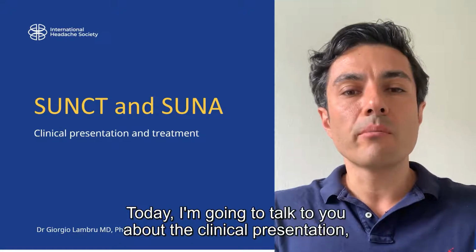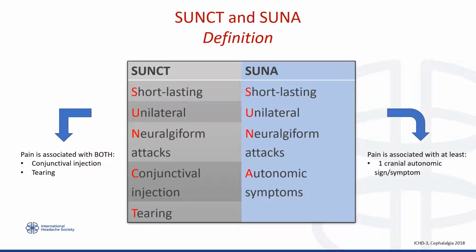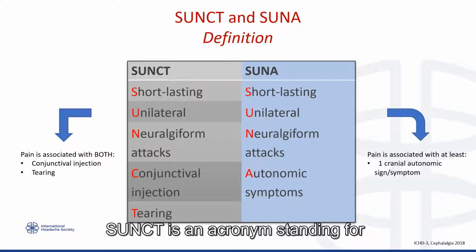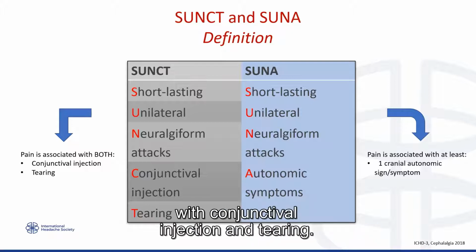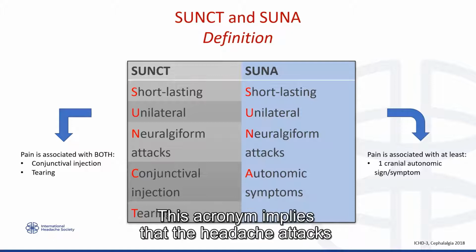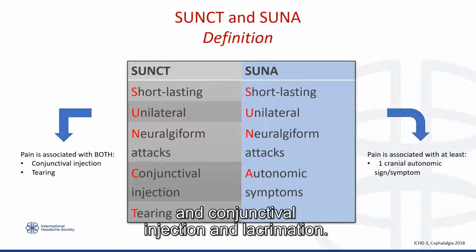Today I'm going to talk to you about the clinical presentation, differential diagnosis and treatment of SUNCT and SUNA. SUNCT is an acronym standing for short-lasting unilateral neuralgiform headache attacks with conjunctival injection and tearing. This acronym implies that the headache attacks have to be associated with both ipsilateral conjunctival injection and lacrimation.